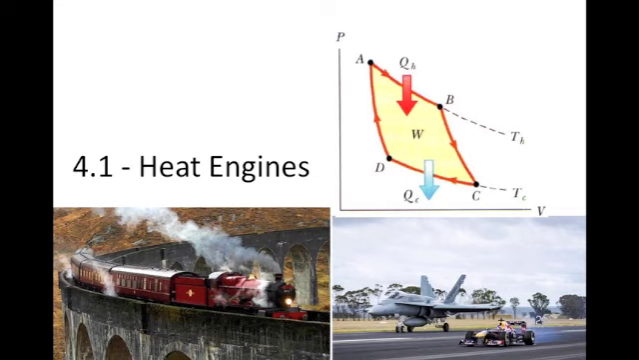So 4.1 in the book is heat engines, and we have a couple different pictures here to start off with that are different heat engines. So you have the Hogwarts Express, that is a heat engine. This F1 car is also a heat engine, and so is this jet. And then ultimately, we'll be diving into the Carnot cycle, which is what we have here.